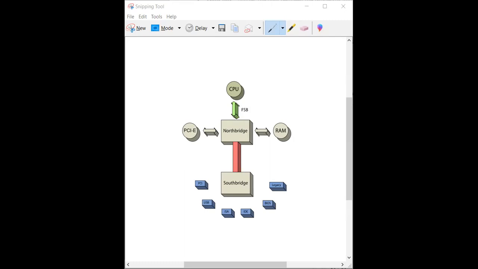North bridge is located in the northern section of the motherboard. It is directly connected to the CPU, RAM, AGP, and PCI Express slots.